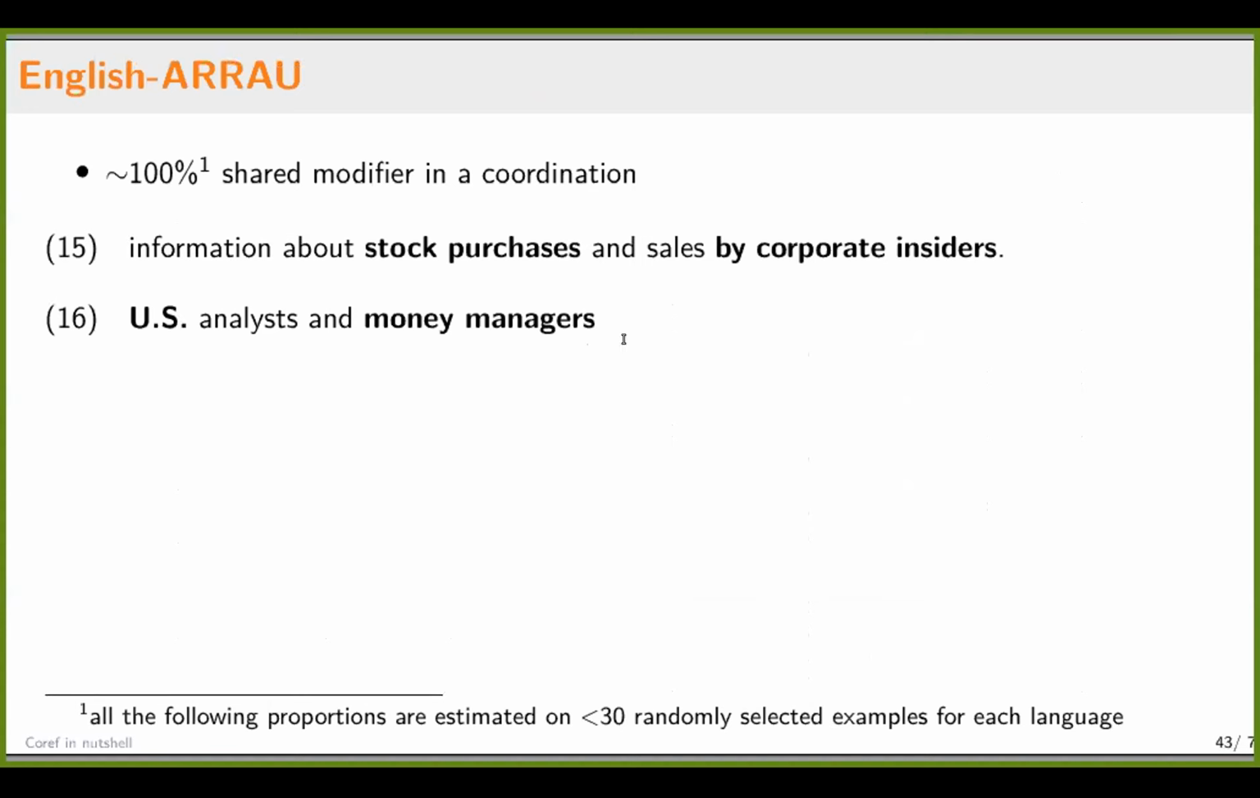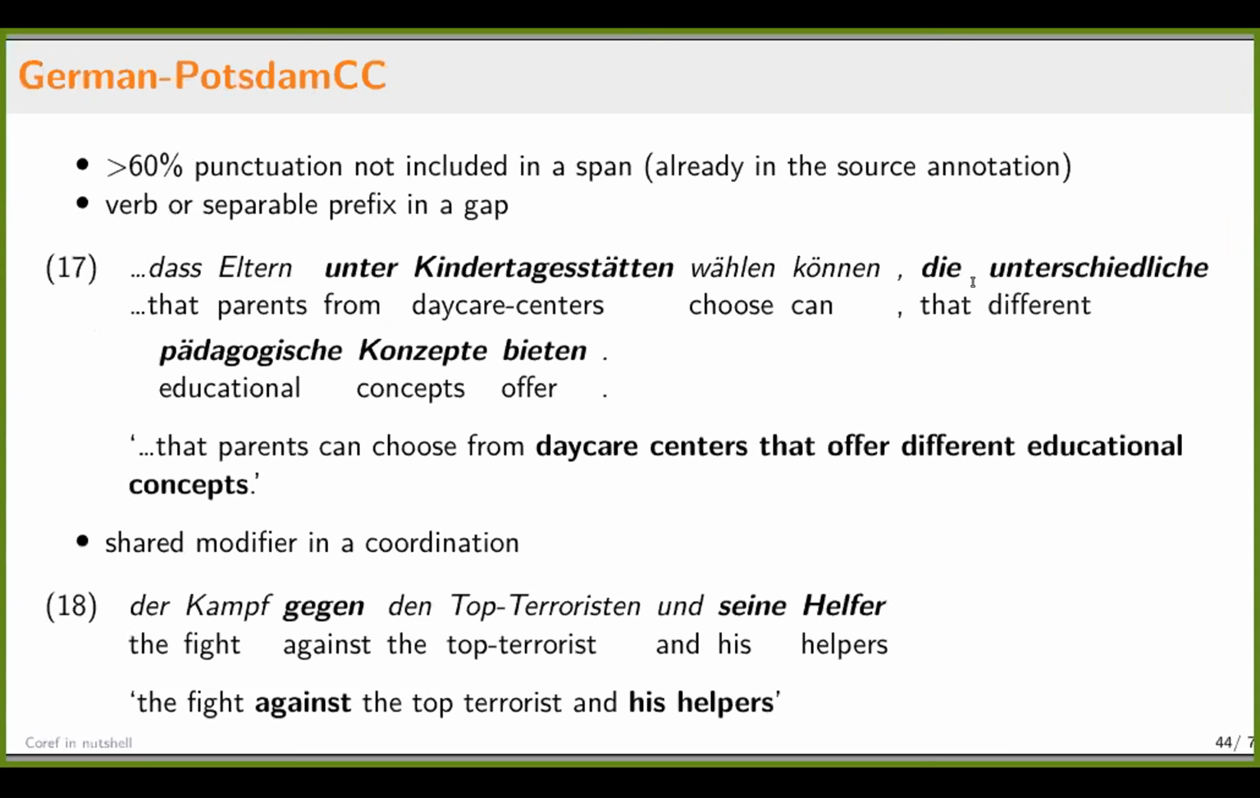And a few examples. So in English here, this is the shared modifier, both of these examples. So information about stock purchases by corporate insiders and sales by corporate insiders. So actually by corporate insiders is the shared modifier. And if we want to annotate only the first conjunct, stock purchases by corporate insiders, it's necessarily discontinuous. So I think we are slightly beyond the schedule, so I will go now quickly.